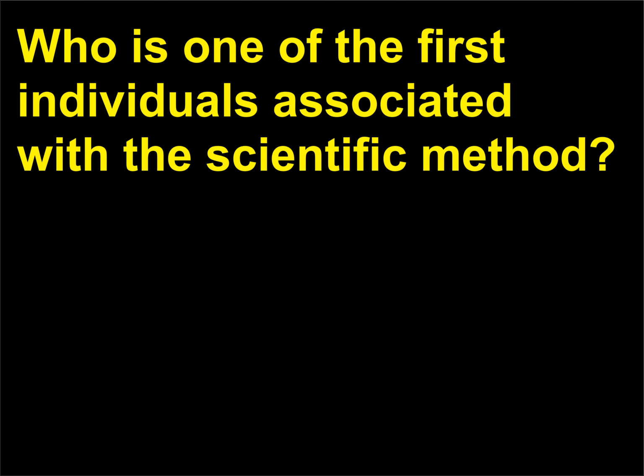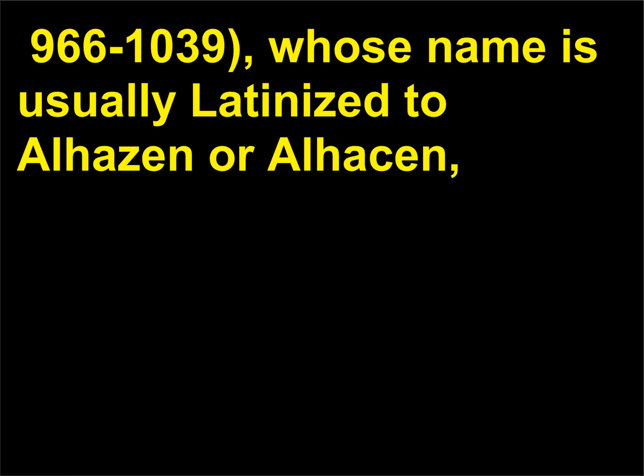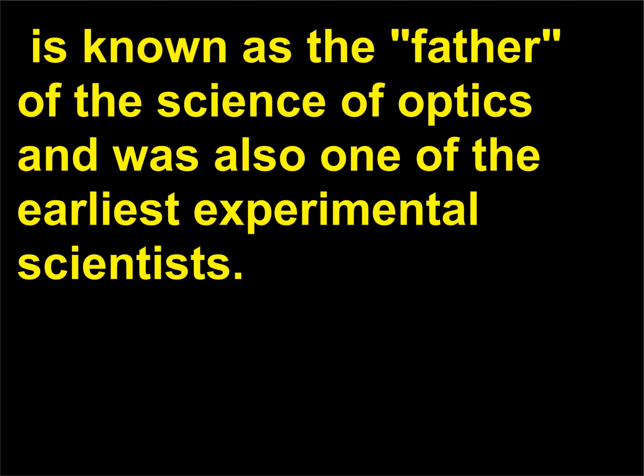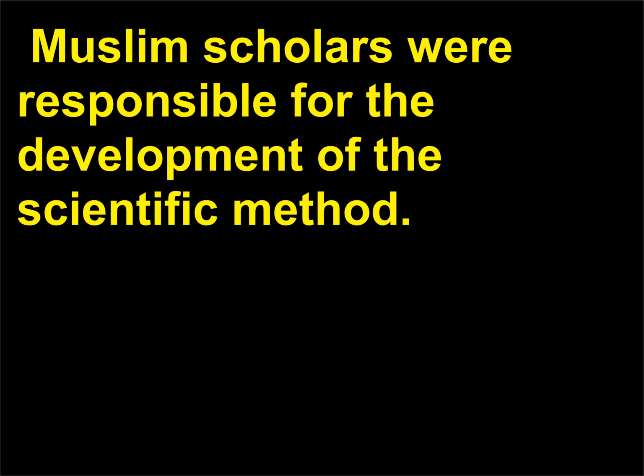Who is one of the first individuals associated with the scientific method? Abu Ali al-Hasan ibn al-Haytham, c. 966-1039, whose name is usually Latinized to al-Hasan or al-Hassan, is known as the father of the science of optics and was also one of the earliest experimental scientists. Between the 10th and 14th centuries, Muslim scholars were responsible for the development of the scientific method.